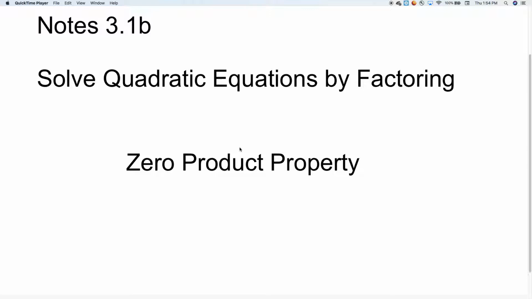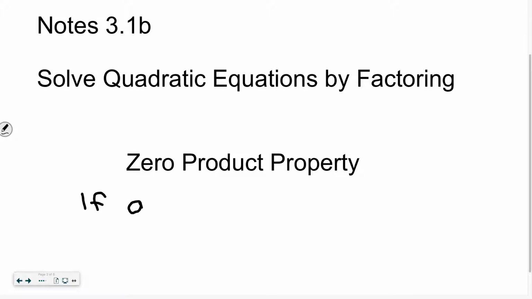So, solve equations by factoring. We're going to talk about factoring on the next slide, but first we want to talk about something called the zero product property, which I mentioned in at least one of my classes yesterday. I'm not sure which one. The zero product property basically says this.